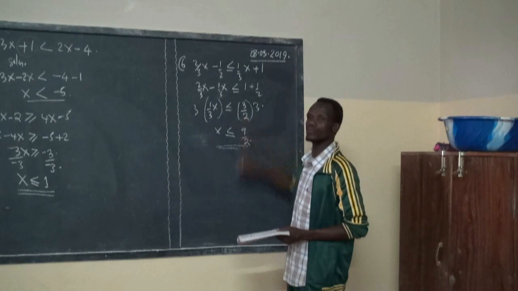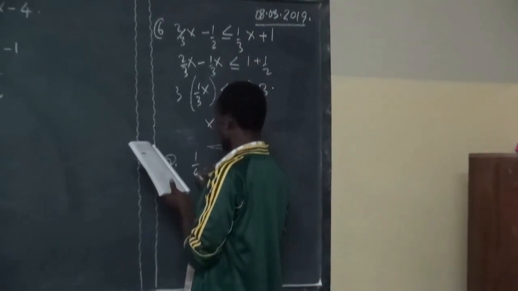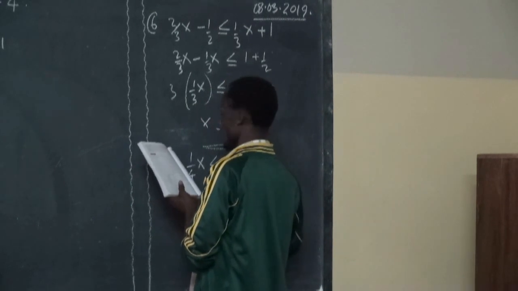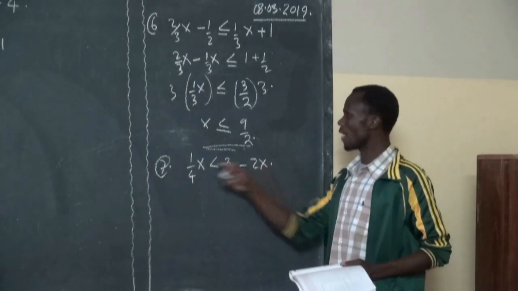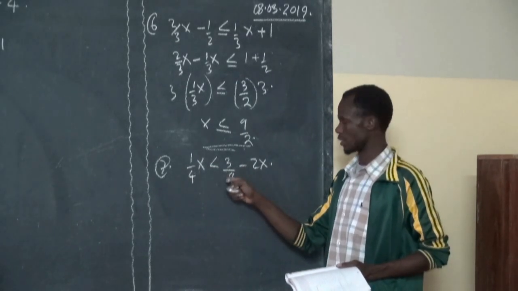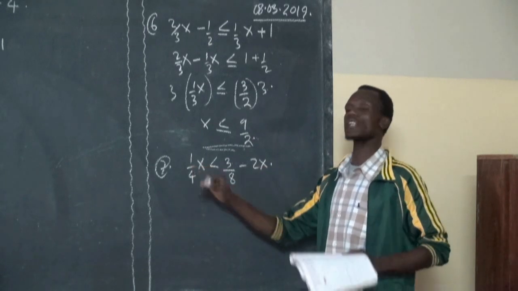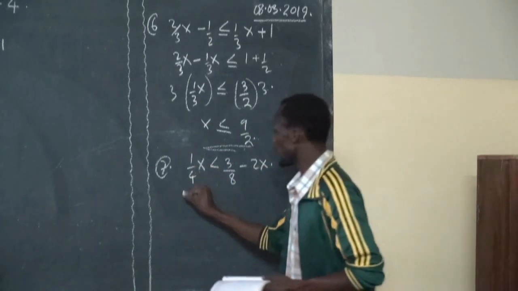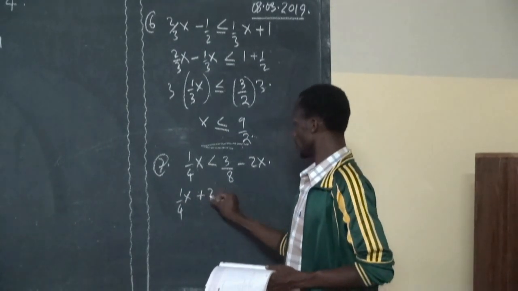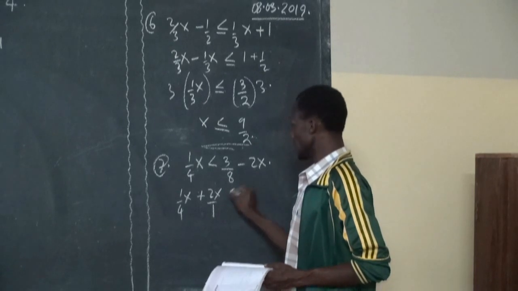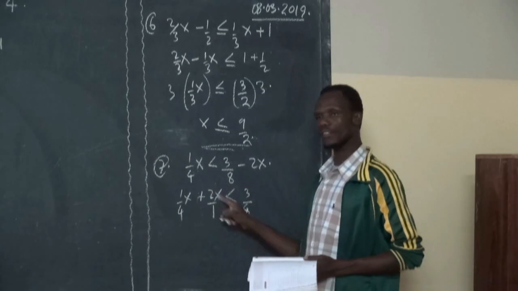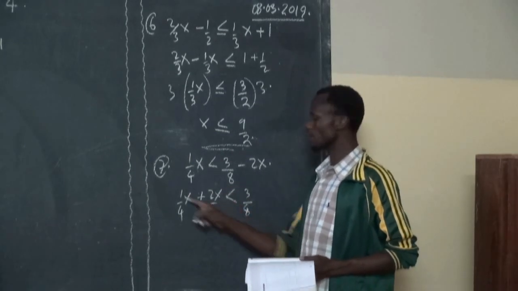Number 7, now we have 1 over 4x is less than 3 over 8 minus 2x. This and this are like terms. Now this is 3 over 8. Now this is taken to the other side so that we may collect them. Now we have 1 over 4x, then this was positive, then plus 2x over 1 is less than 3 over 8. Why have I put this 2x over 1? Because I just want to put them together.